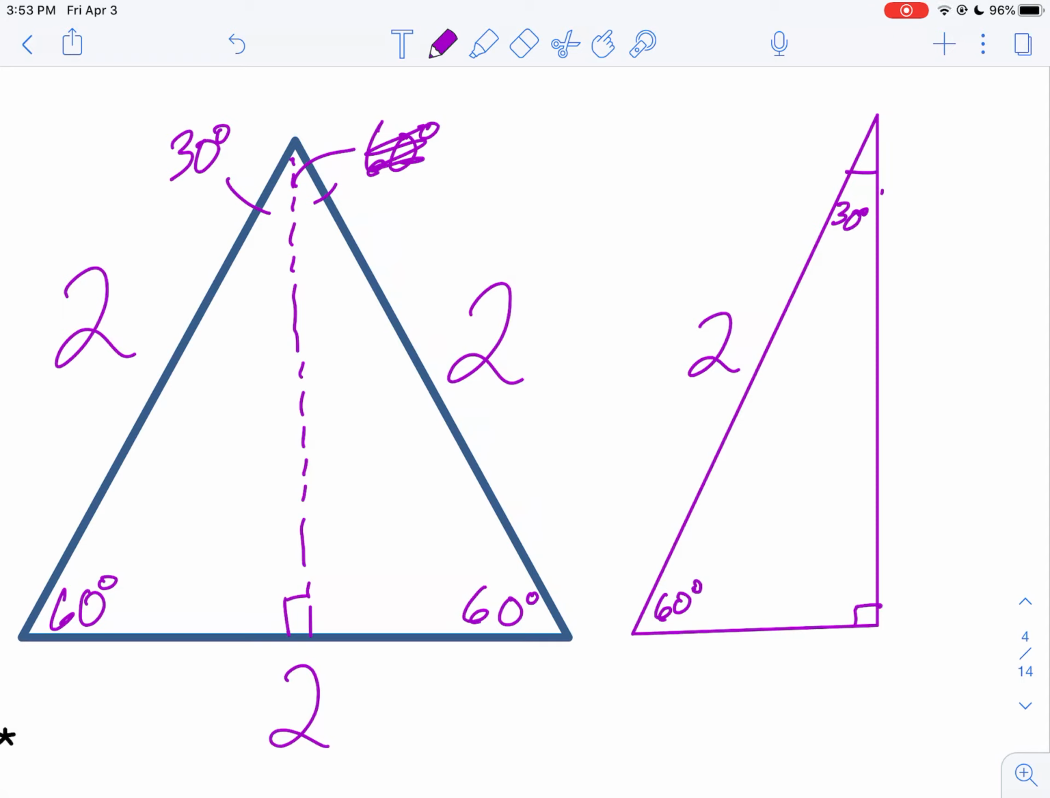This side is 2. What do you think this bottom leg is? Hopefully you're looking over here and saying, well, we cut this in half here. This will be 1, this will be 1. So this is 1. And then you need to find this. Again, we can use our handy-dandy Pythagorean Theorem. This time I have the hypotenuse, so when I simplify, I end up with x being the square root of 3.